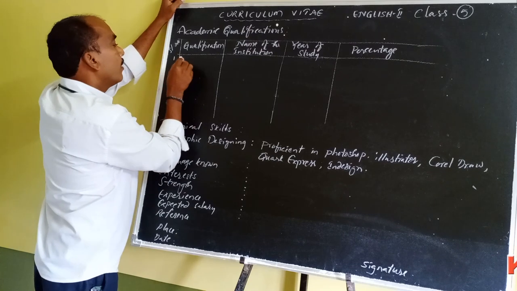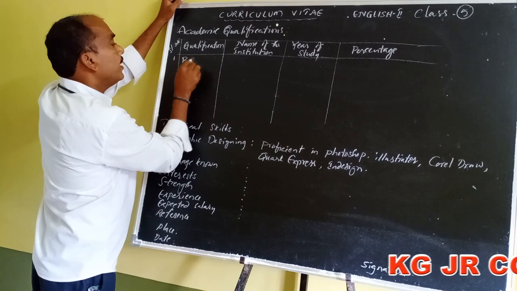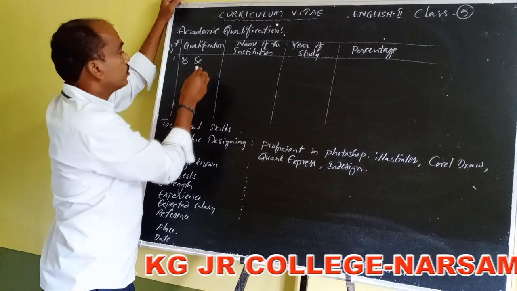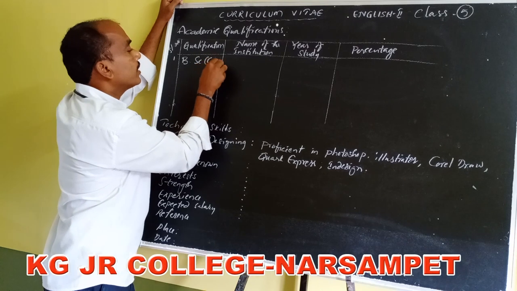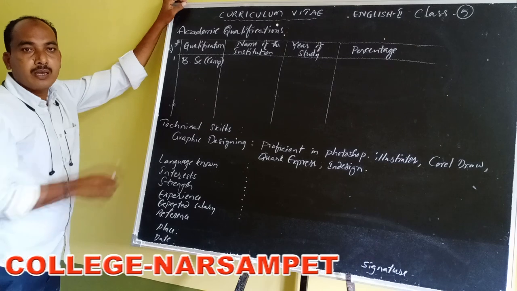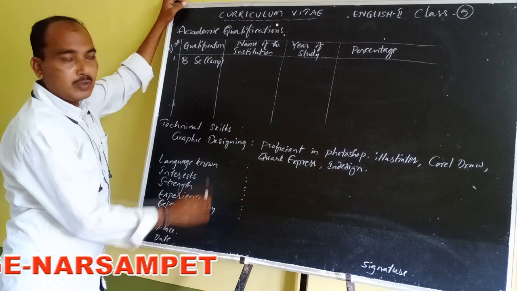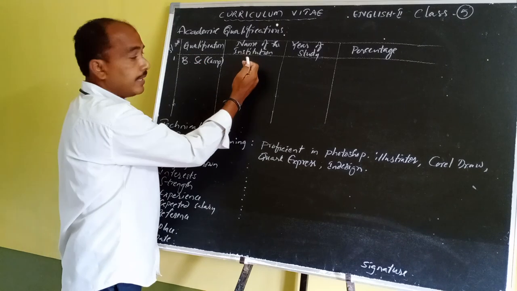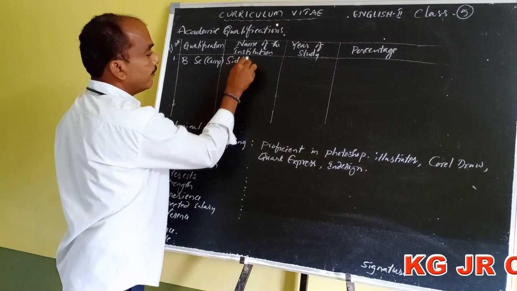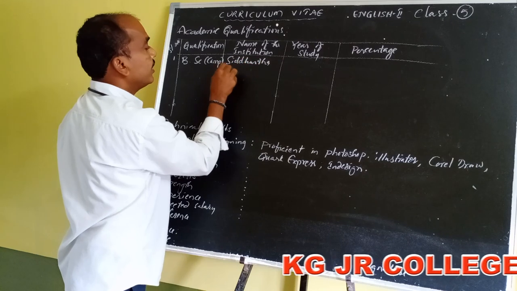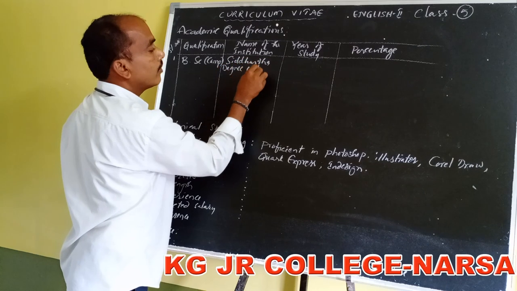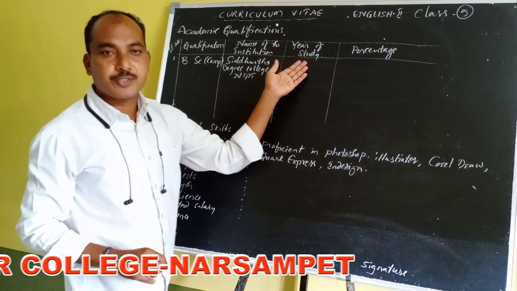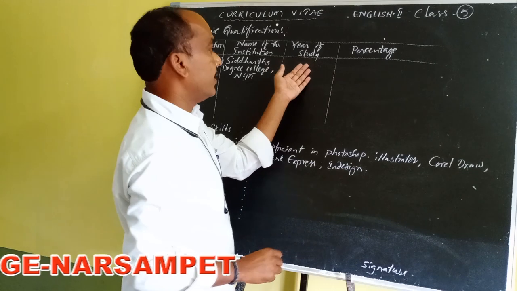That's why a suitable qualification should be mentioned. BSc, because graphic designer is related to computers. So you have to write BSc Computers at graduation level. Okay, you have completed BSc Computers. Next, where you have studied: Siddhartha Degree College, Narsampet. Next, year of study, in which year you have studied.